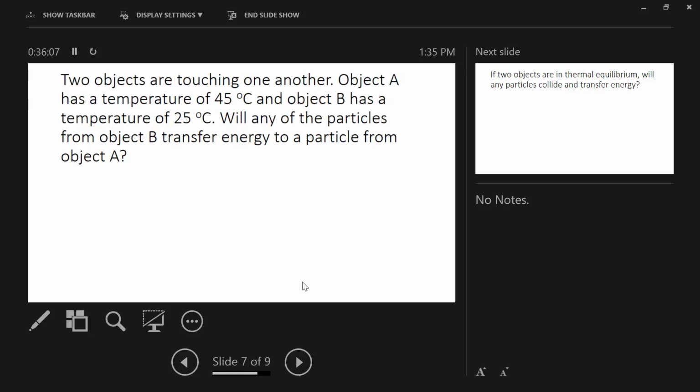Okay. All right, here's our next one. This is a fun one. So two objects are touching one another. Look at this. Two objects are touching one another.